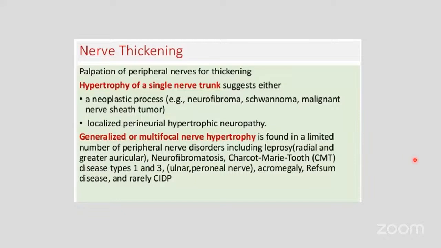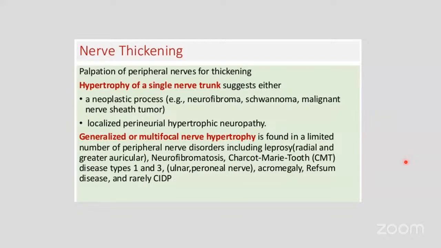We also should check for nerve thickening. That is, palpation of peripheral nerves should be done. A single nerve trunk hypertrophy would suggest a neoplastic process, that is neurofibroma, schwannoma, or a malignant nerve sheath tumor, or a localized perineural hypertrophic neuropathy. Generalized or multifocal nerve hypertrophy is found in neurofibromatosis, CMT types 1 and 3, acromegaly, Refsum disease, and rarely CIDP.